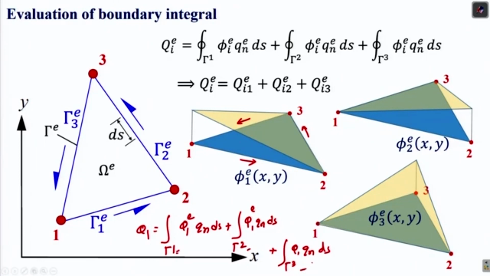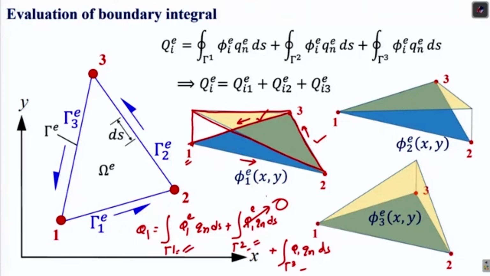Now look at the shape functions. At element number 1, when we integrate over node number 1 and 2, this is how the shape function varies. And if we again take node number 1 and the contribution from this boundary, this is how the shape function varies. But if we take boundary 2, between nodes 2 and 3, you will see that phi 1 is 0 along the entire boundary. So phi 1 will be 0 along the entire boundary.